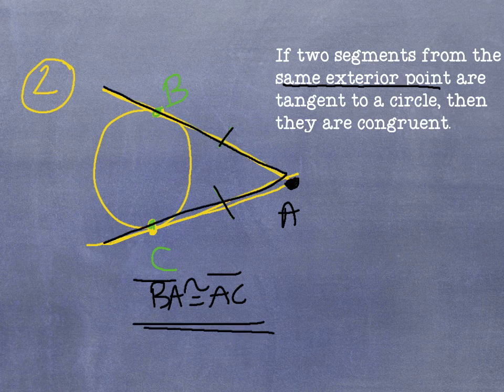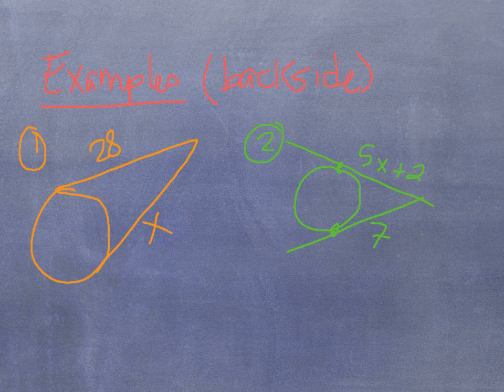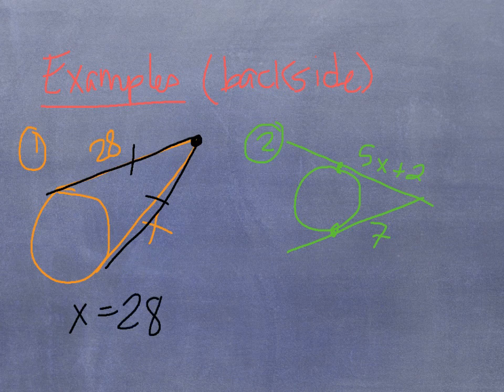Okay, so let's go to the back side and let's look at some examples. Example 1 at the top is our example of tangent rule number 2. What you'll see here is that you have your two tangents and they meet at a common point. So what did we just learn about that? Hopefully you remember that these are congruent. So x is just equal to 28. It is that simple. And if you look at number 2, it's again the same picture. Even though they have arrows at the end and they extend, it's still the same picture.